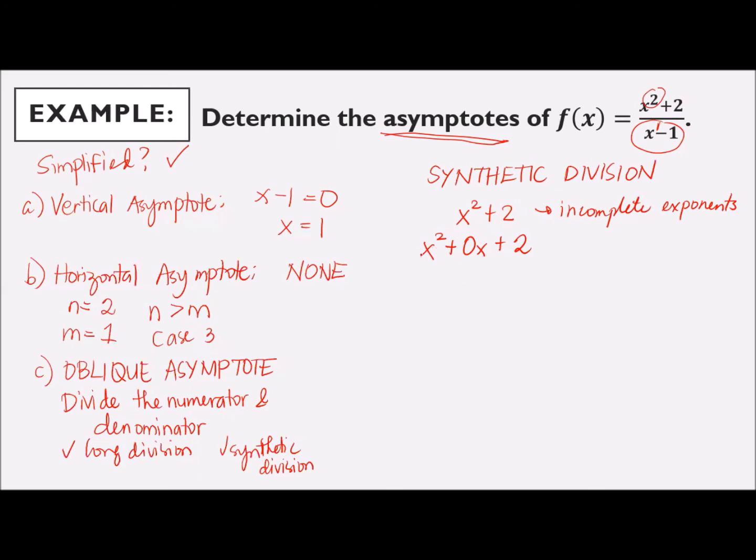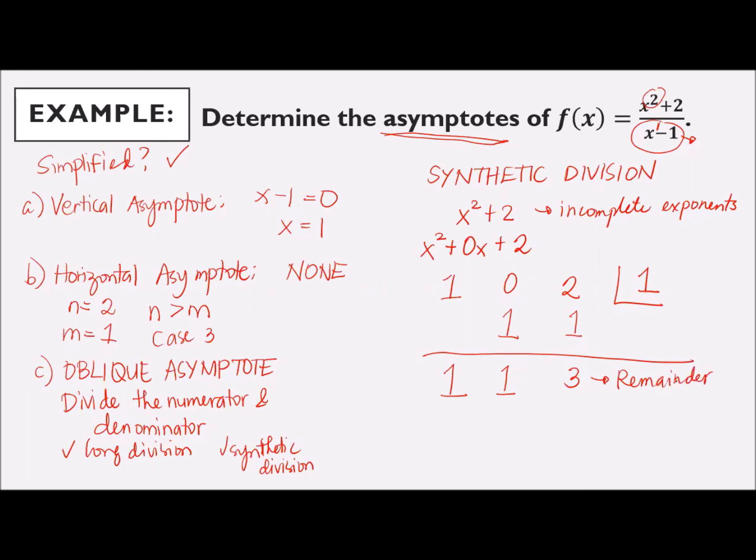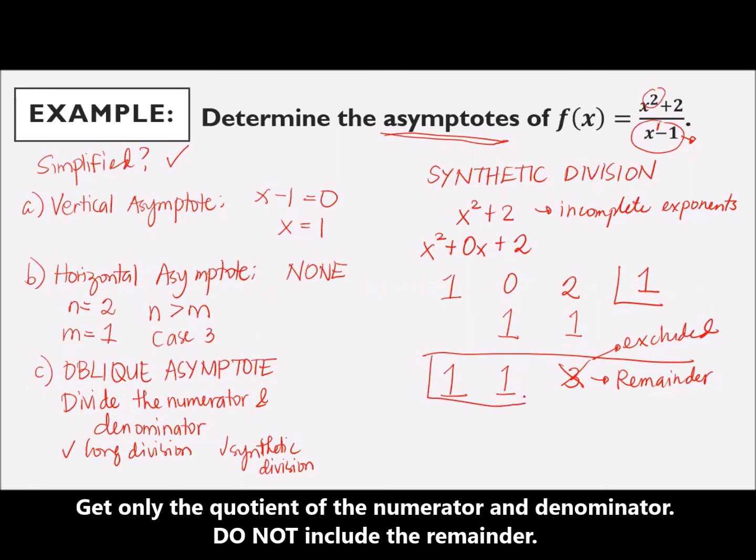Then, get the numerical coefficient. So, dito ay 1, 0, and then 2. Then, for the denominator, parang ito na din yon yung sa vertical asymptote. Kukunin lang yung value ng x. So, that is 1. And then, bring down, di ba, yung unang number. Then, multiply 1 times 1 is 1. Lagay dito. Then, it's always addition. 0 plus 1 is 1. And then, 1 times 1 is also 1. 2 plus 1 is 3. This one is what we call remainder. Pero katulad nga ng bilin ko sa inyo kanina, wag na natin pansinin to. This is excluded.